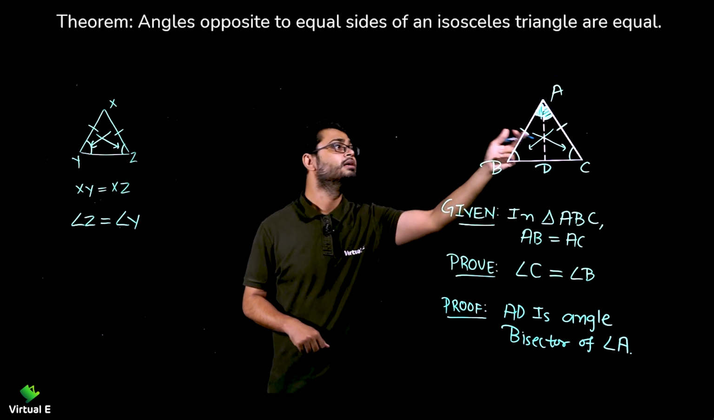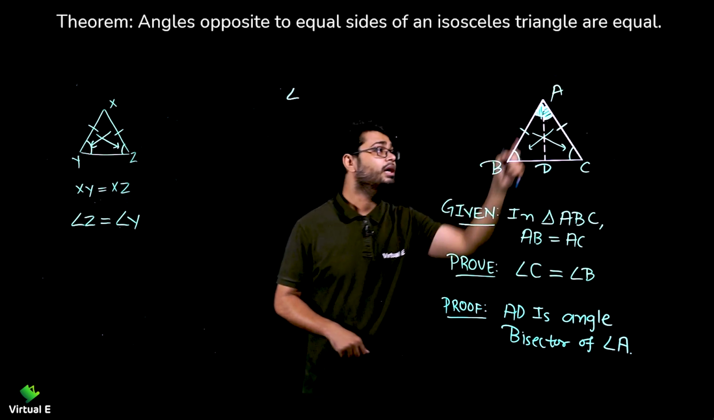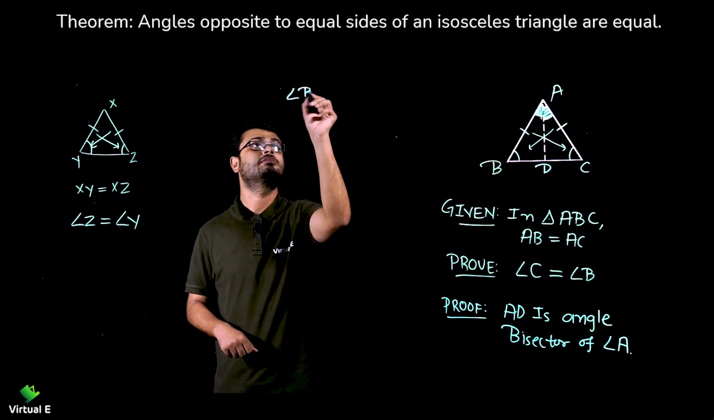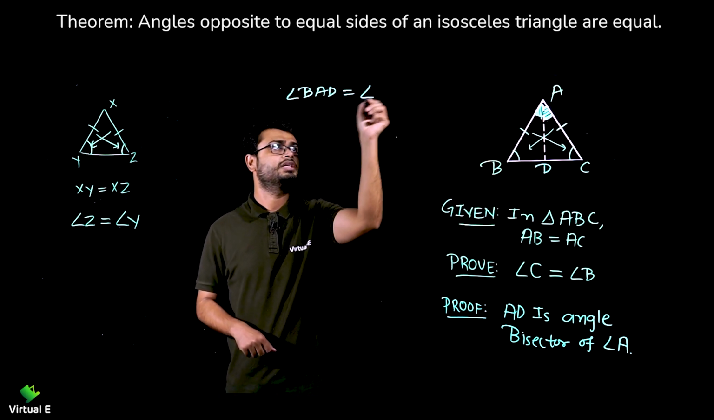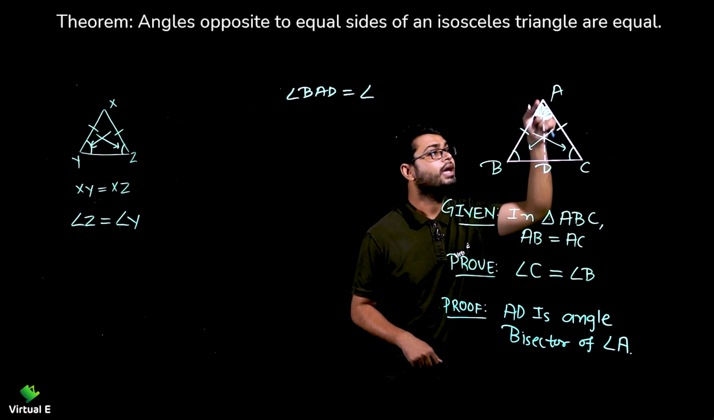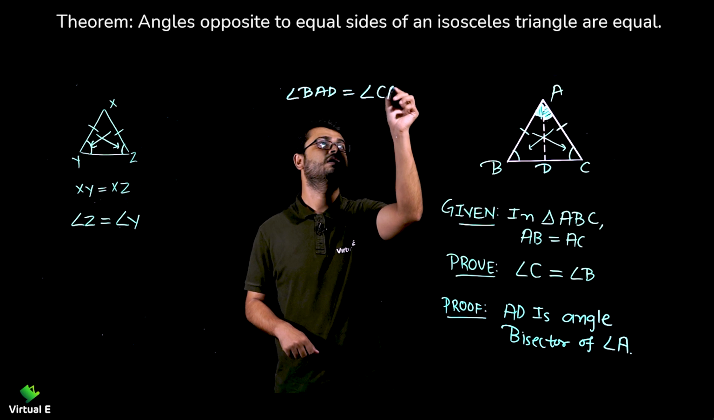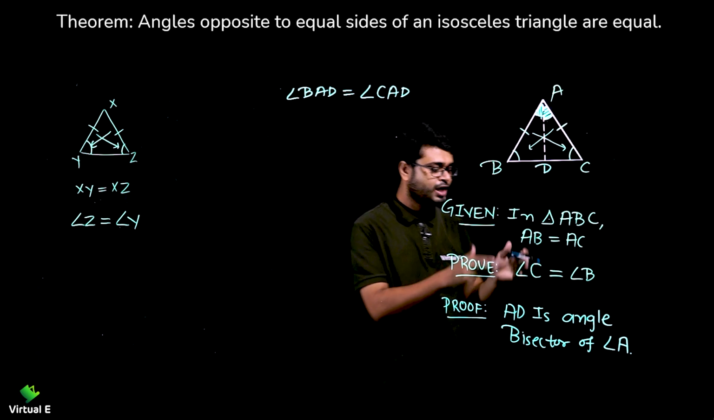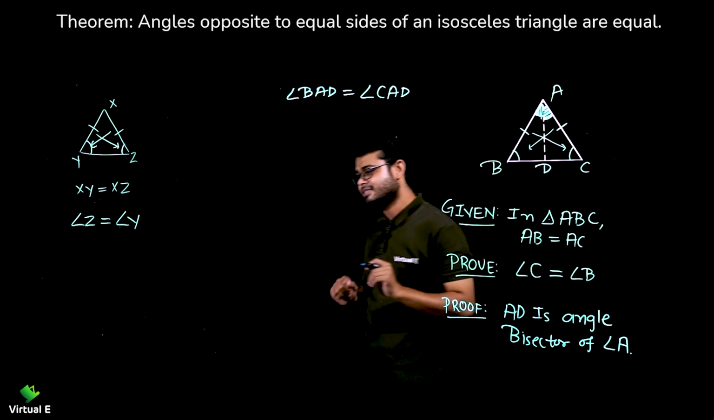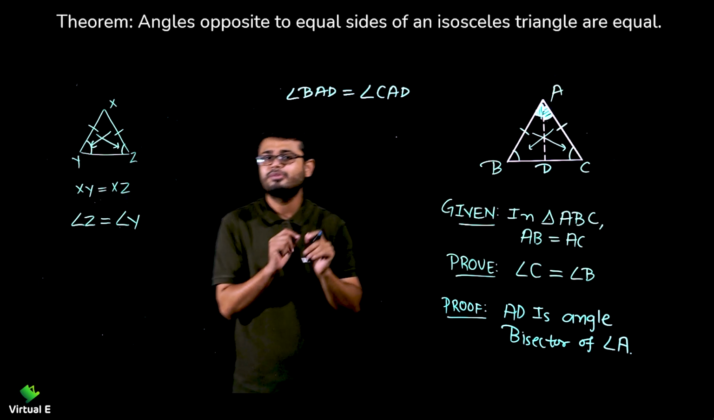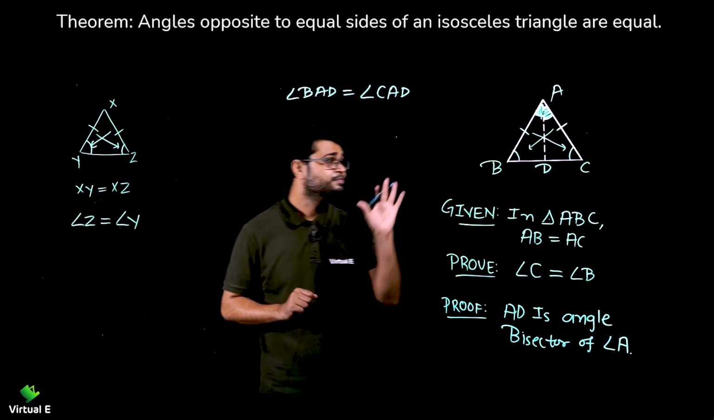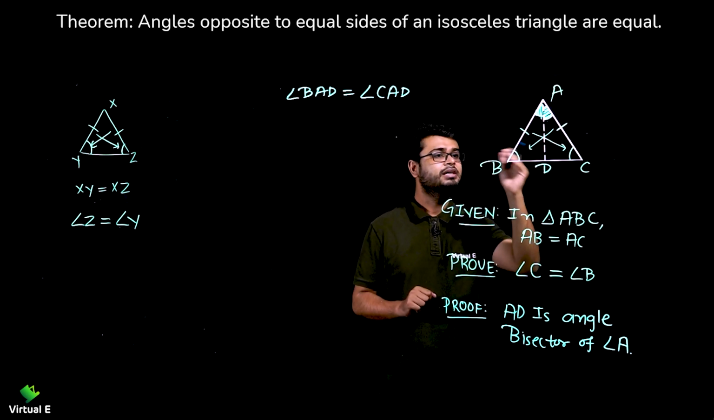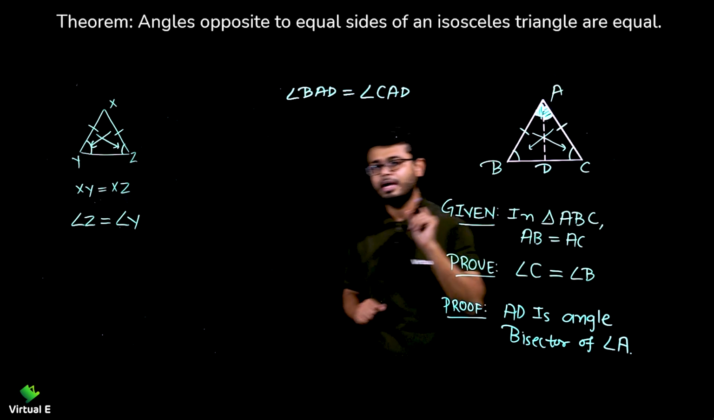So let's write which two angles will be equal. Angle BAD is equal to angle CAD, right? These two angles are equal. That being done, now how to prove angle C is equal to angle B? That's the confusion. So let me explain the strategy that I am going to use. Very simple. We want to prove these two triangles congruent, right? By CPCT, we can write angle B is equal to angle C.